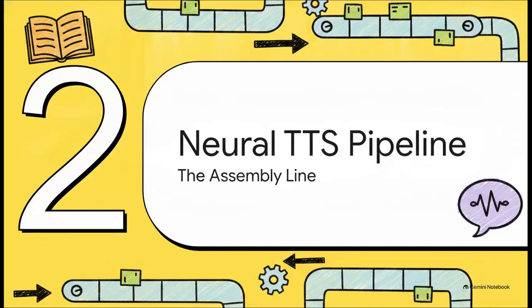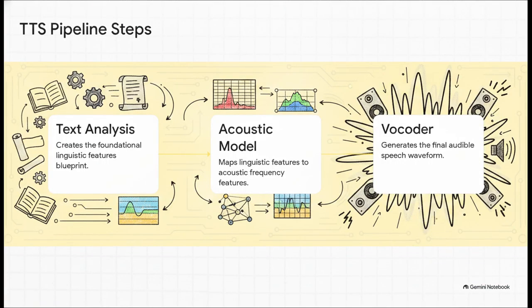Moving on to Section 2, the neural TTS pipeline. So instead of trying to jump straight from a text document to a complex sound wave in one impossible leap, the standard neural TTS pipeline relies on 3 distinct workstations. It's kind of like a factory. First, text analysis constructs a structural blueprint. Second, acoustic models take that blueprint and map out the sound frequencies. And third, vocoders take those frequencies and perform the final physical audio generation.